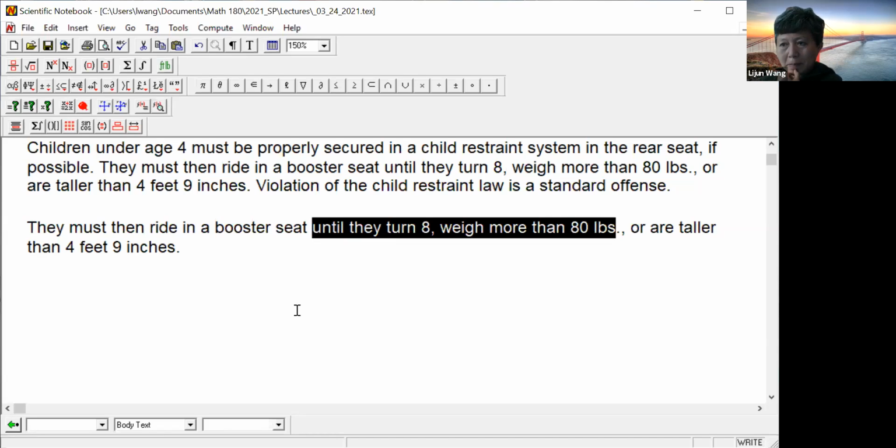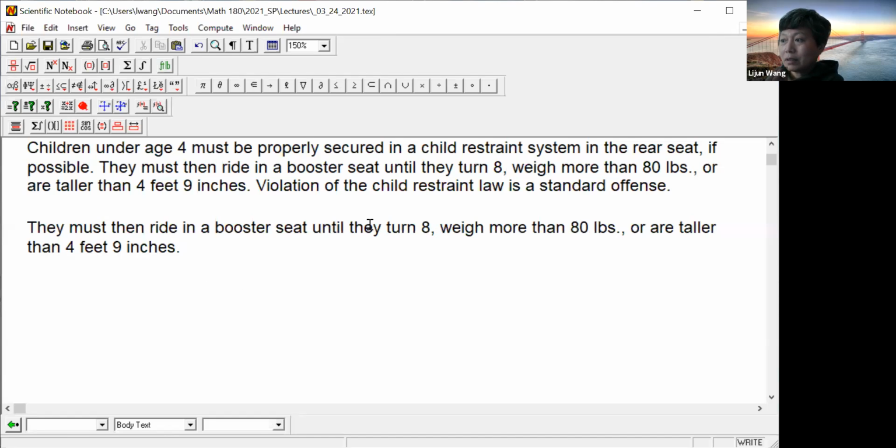What does that mean? They must... it could be either 8 or 80 pounds. So it's or. They must ride in a booster seat until they turn 8. Right? There's no words here. It sounds like it's going to be an and, right? Does this mean an and?